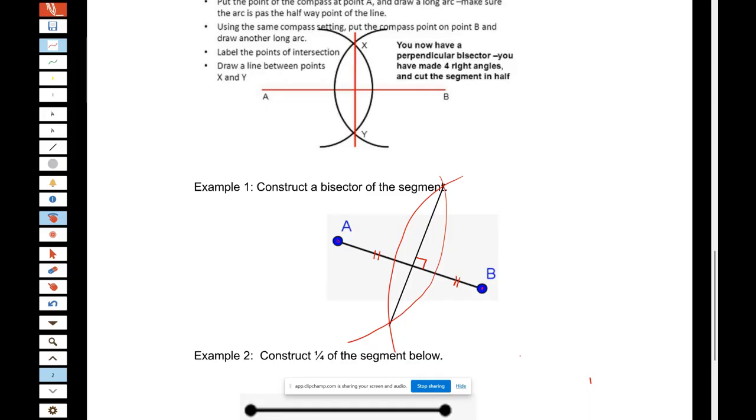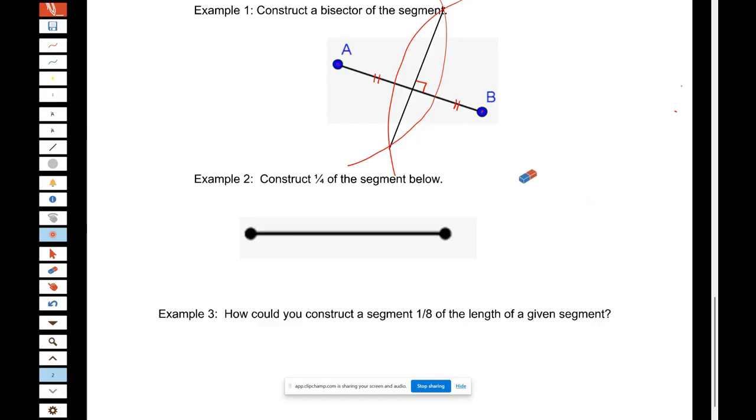Make sure you go more than halfway across, because if you don't, you're going to end up with two arcs that don't intersect. Or if you go exactly halfway across, the two arcs will only intersect at one point in the middle, and you need 2 points to make a line. So that's why you have to go more than halfway across. You do an equal arc from each endpoint, one from A and one from B, with B being where the pointy part is.